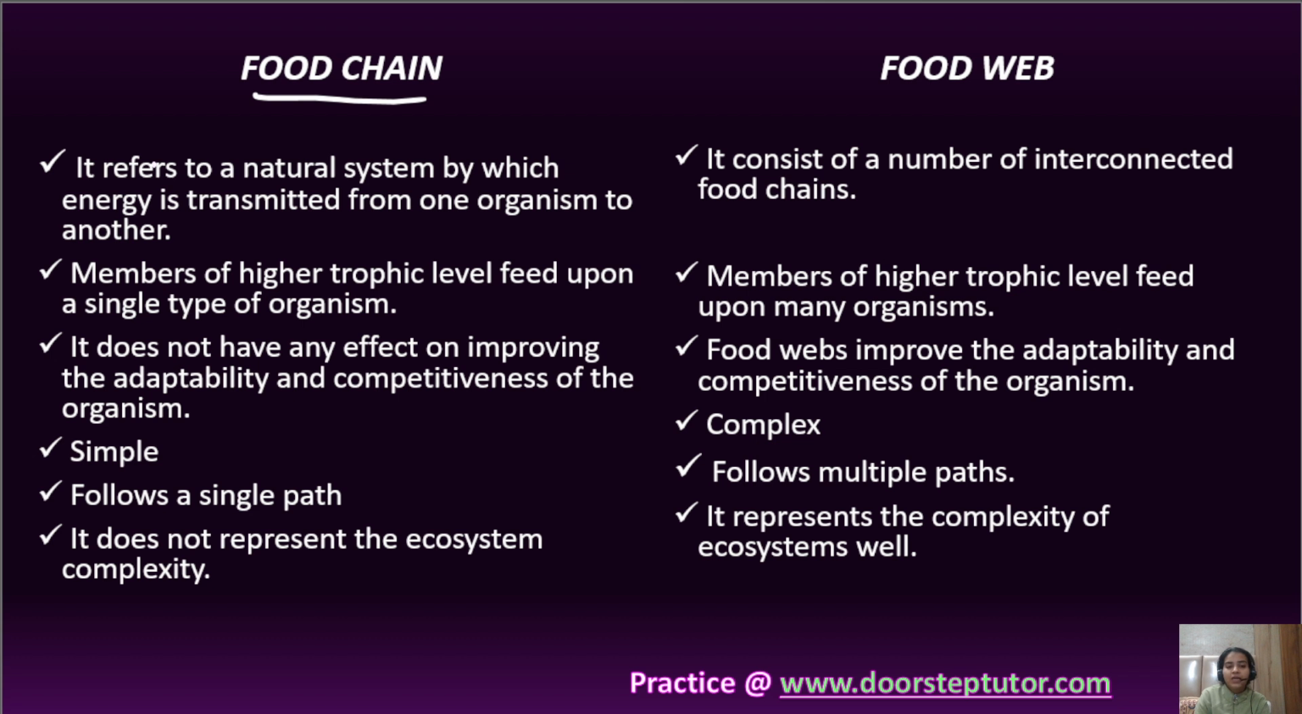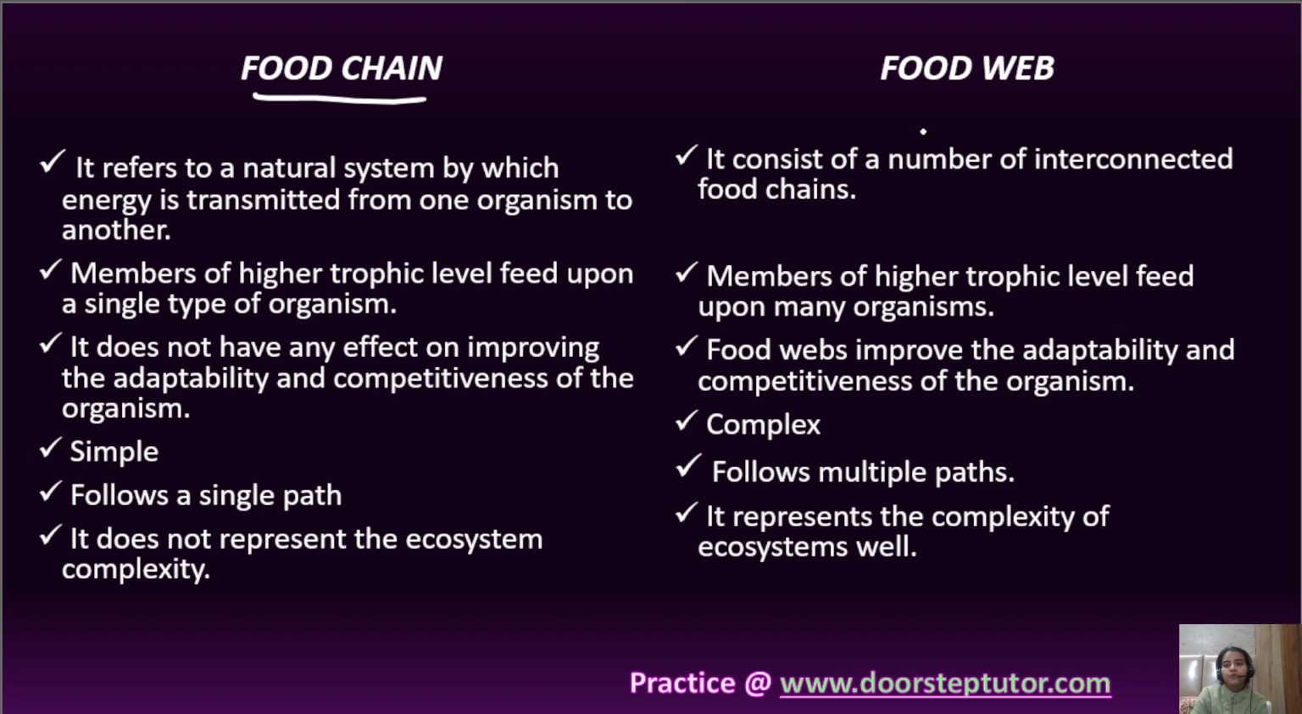So this one refers to a natural system by which energy is transmitted from one organism to another. Basically, one organism is eaten by another one, then that organism is also eaten by another one. So it is transferring or transmitting the energy from one organism to another in the form of food. That is known as a food chain.